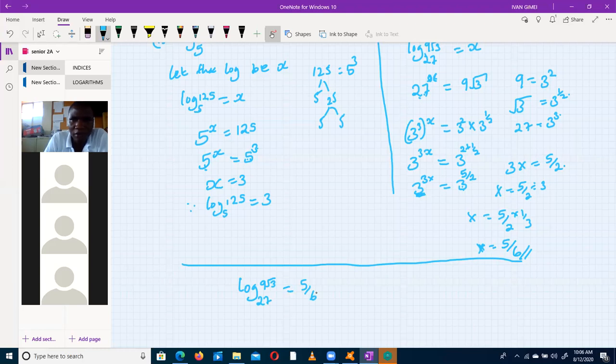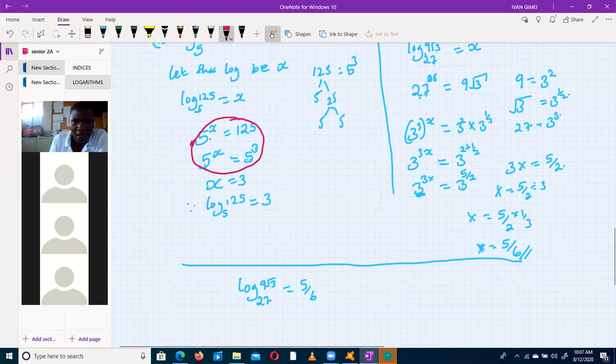Excuse me, teacher. Yes, please. I've not understood that part of 3 to the power 3x is equal to 3 squared times 3 to the power a half. Okay. Did you understand this part here? This one? The one I've circled in red.